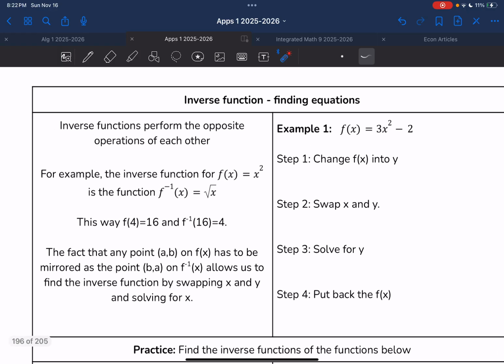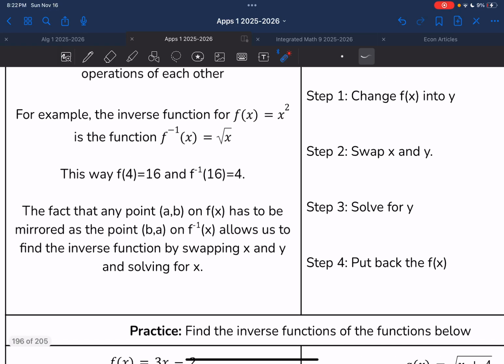So for example, if we have this function, f of x is equal to x squared, well, then the inverse function is the opposite of that. What's the opposite of squaring something? Well, it's taking the square root. So, for example, here we have f of 4 brings us to 16. And if we take the inverse of that, we know if we input 16, we've got to go back to 4, right?